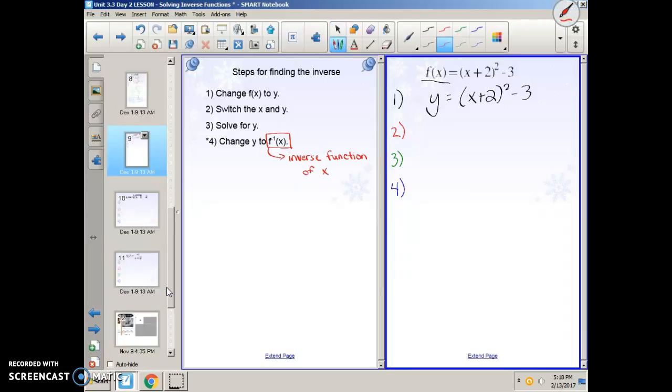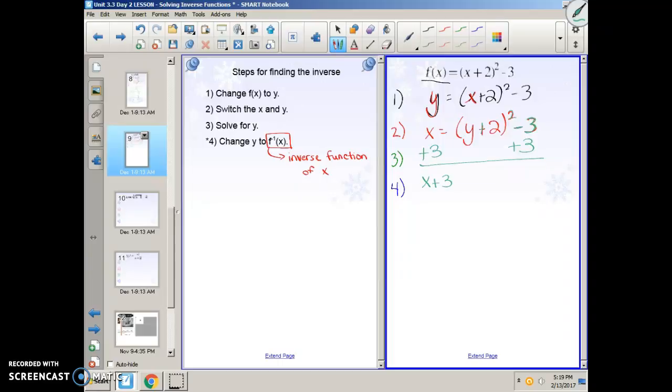Switch x and y. Done. This is so easy so far. Step 3, solve for y. Okay, this is not going to be as easy, but we can do it. All right, again, can't get to the +2 or the squared until I get rid of this guy. That's pretty easy. Opposite of subtraction is addition. Pretty easy so far. Nothing too crazy.